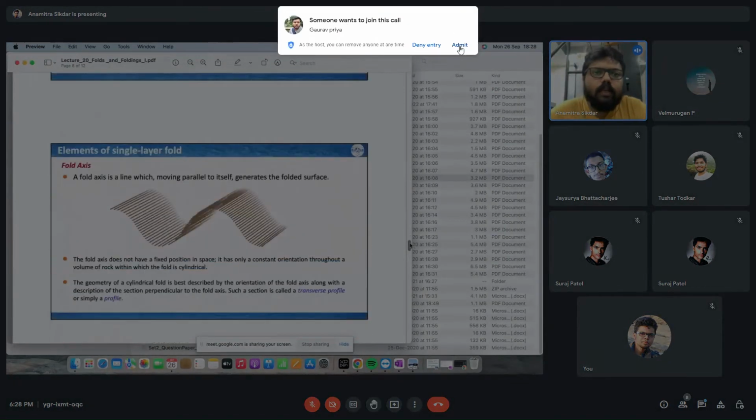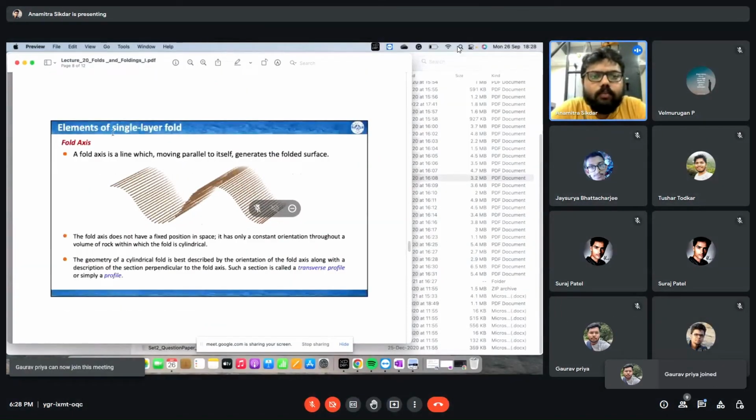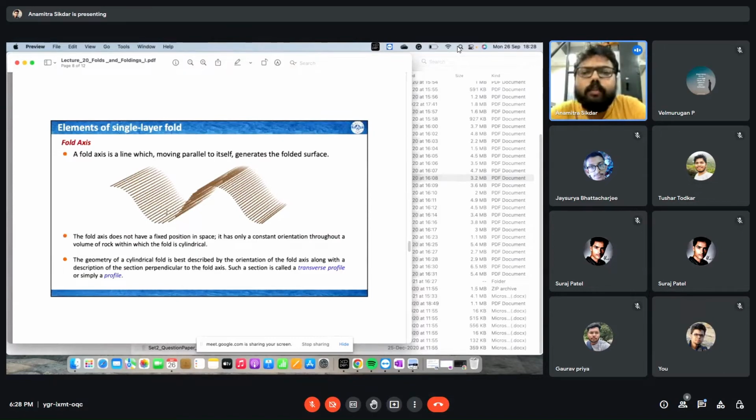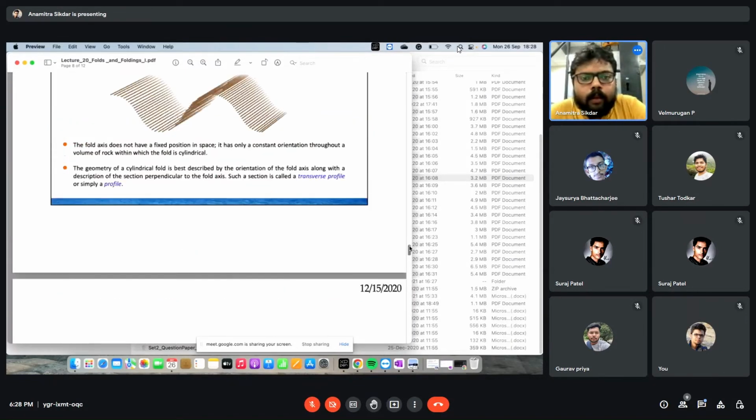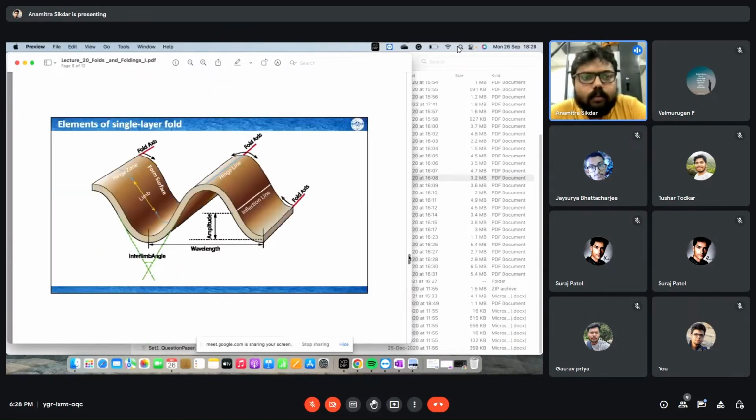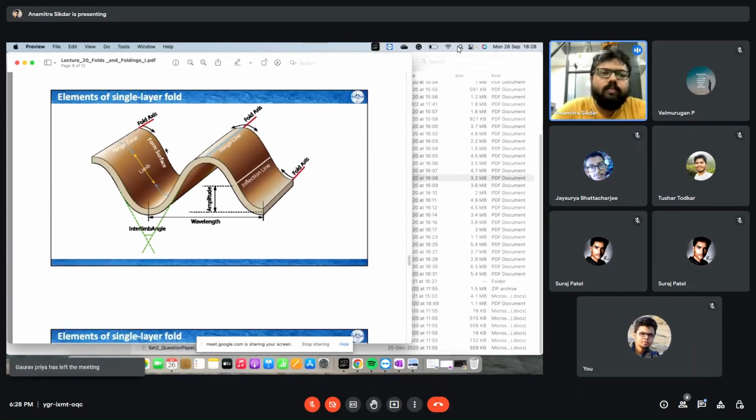Yeah, this I was saying, if you move one line, then you can produce the fold, right? So that will be the fold axis of this fold. Okay, so these are again different things. These are form surface, hinge zone, limbs. They're mostly self-explanatory. So this is the fold axis. If you can translate this thing throughout, you will end up producing this fold.